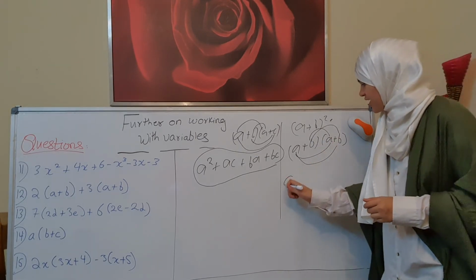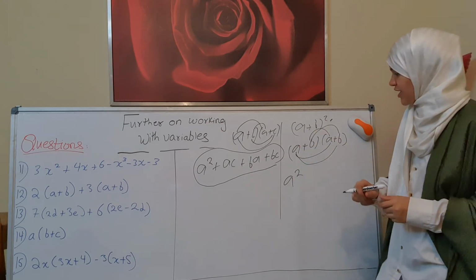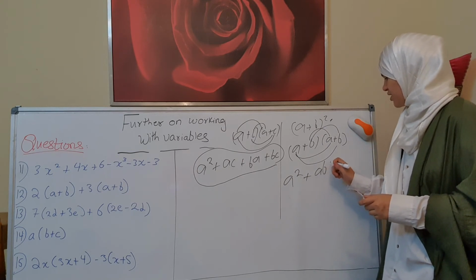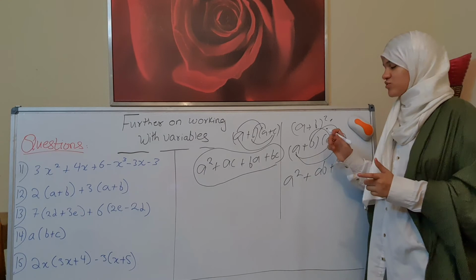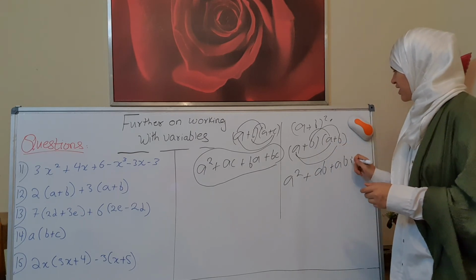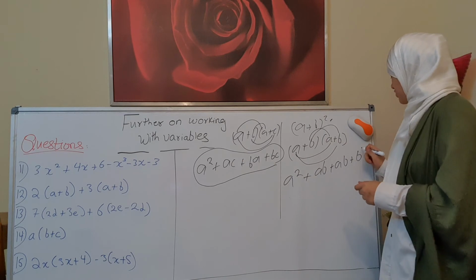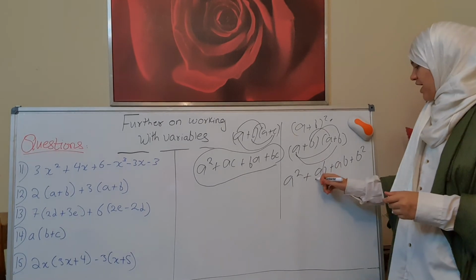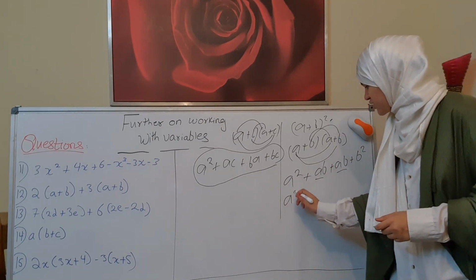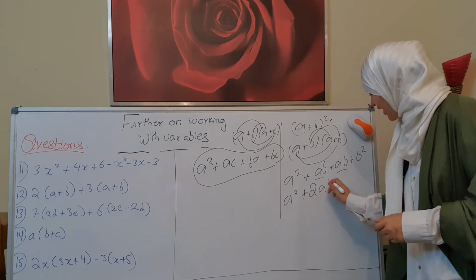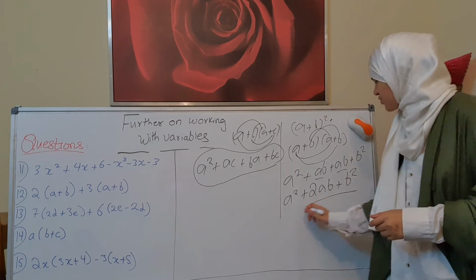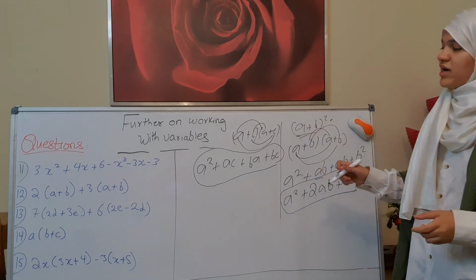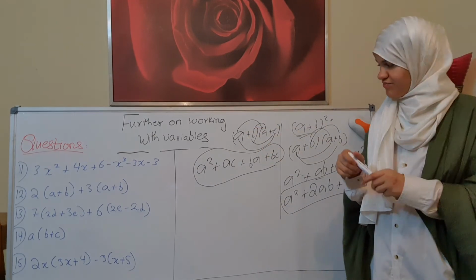So a times a is a squared, and a times b is plus ab. Here also b times a is ab, plus b times b is b squared. Now do we have any like terms? Yes, we have ab and ab. So that means a squared plus 2ab plus b squared. This is the final answer for this question. Now let's continue with question number 15.